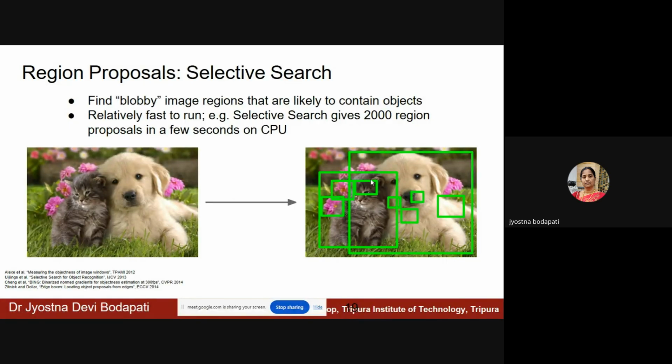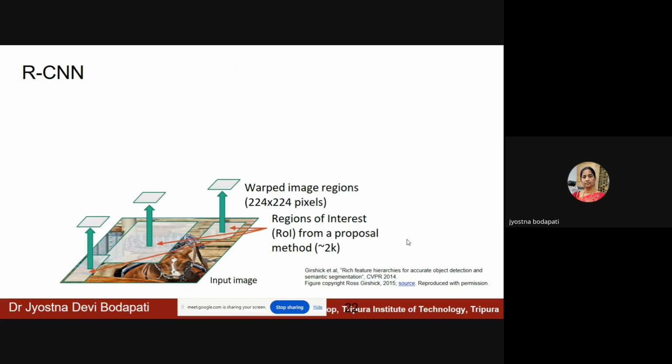So such kind of 2000 different regional proposals will be provided for us, and from those regional proposals we'll be applying the CNN now. So that is what we call RCNN. It stands for Regional Convolutional Neural Network, region-based convolutional neural network. So shortly we call it RCNN.